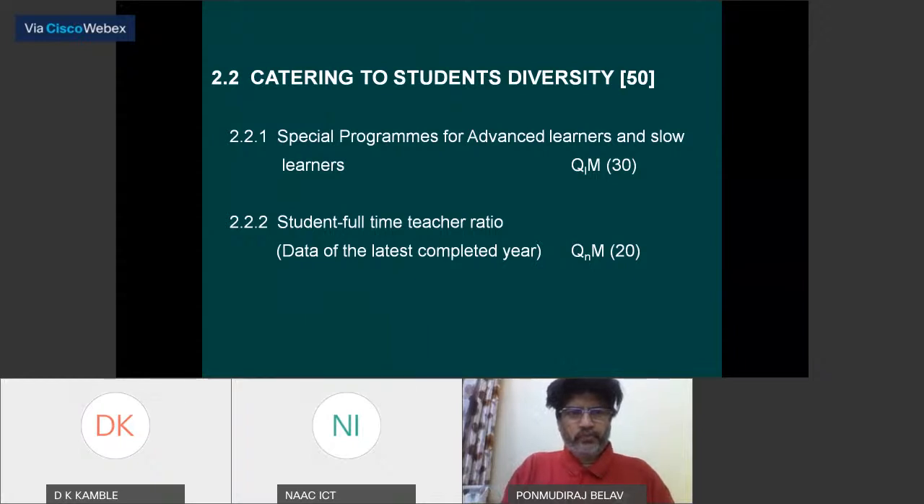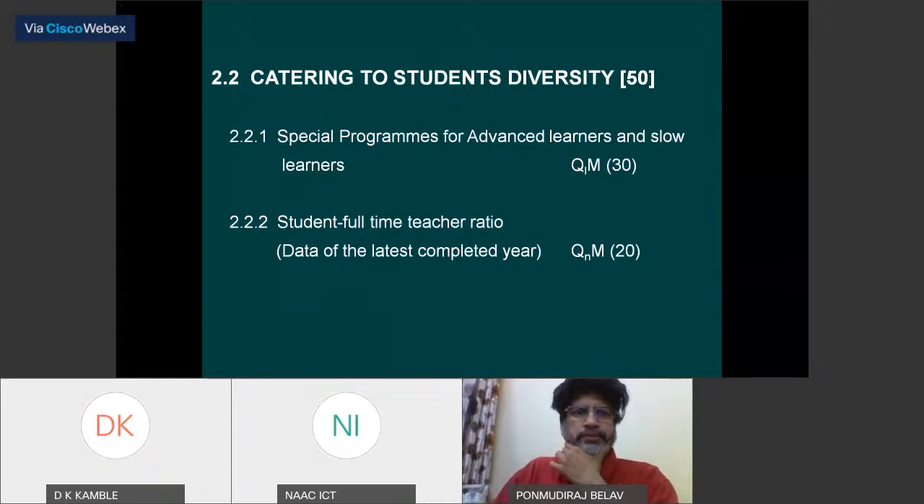Some of the metrics are captured directly by the system from the extended profile, such as how many students there are and how many full-time teachers. The system gives the score based on the information given in the extended profile. But in this metric, we need supporting documents. Means what? How many students admitted?